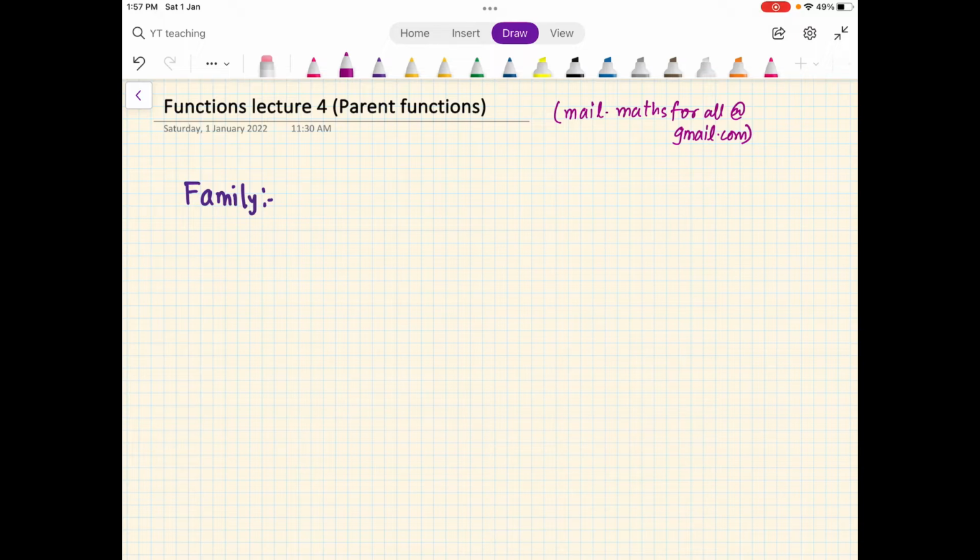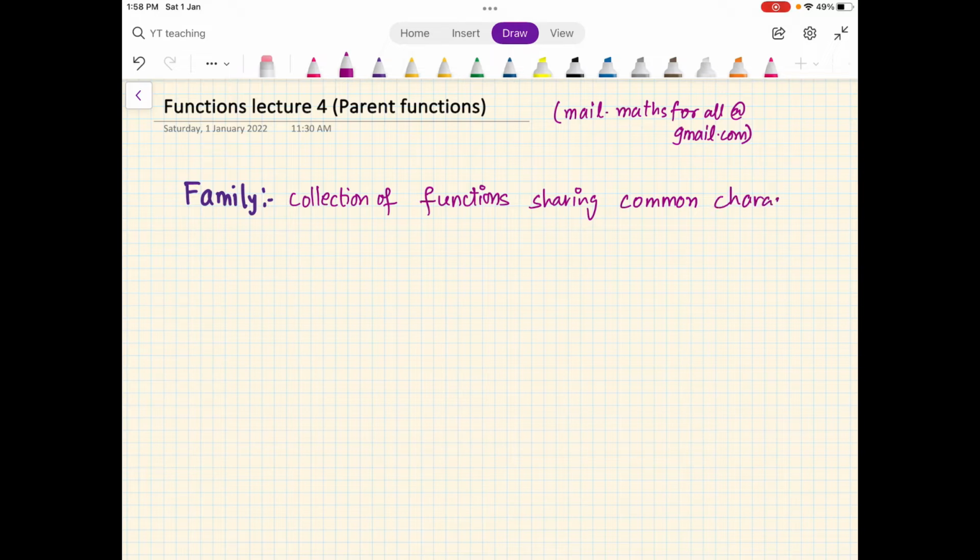So family is a collection of functions, because we are talking about functions, so family is basically a collection of functions sharing common characteristics. So we can say family is a collection of functions sharing common characteristics. So what do I mean?